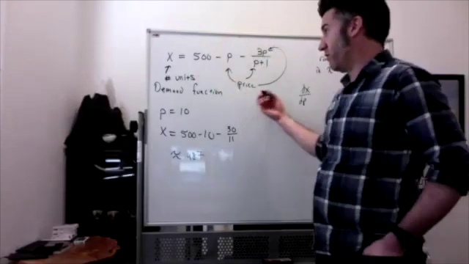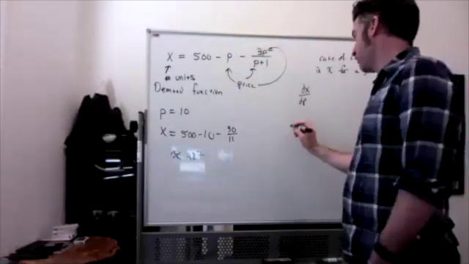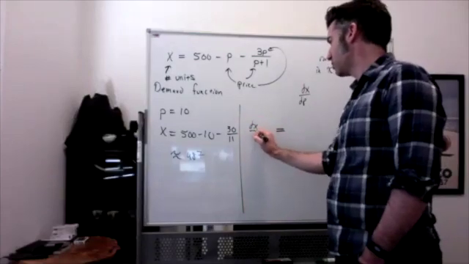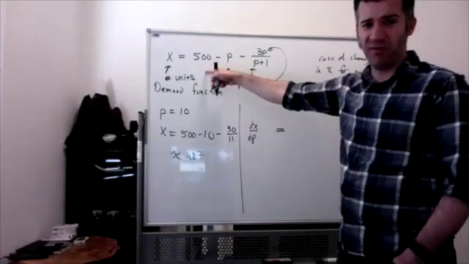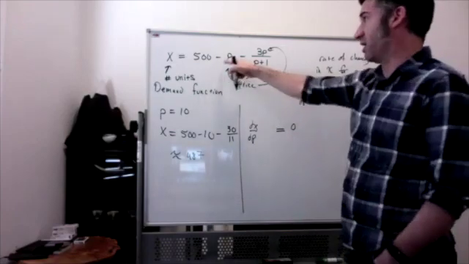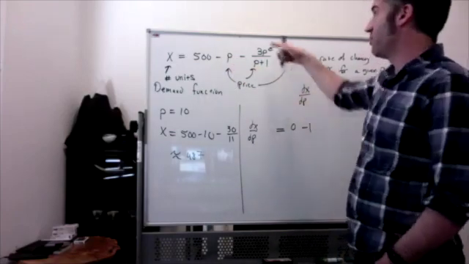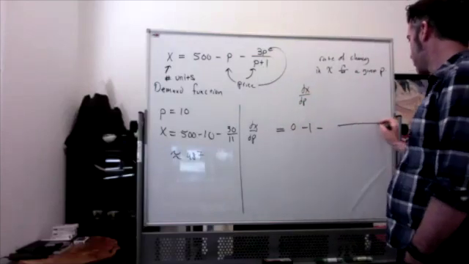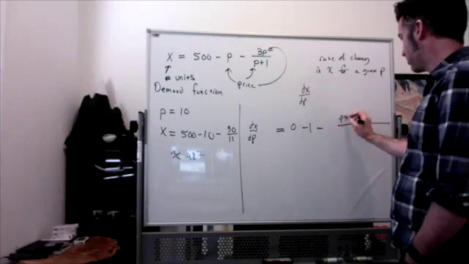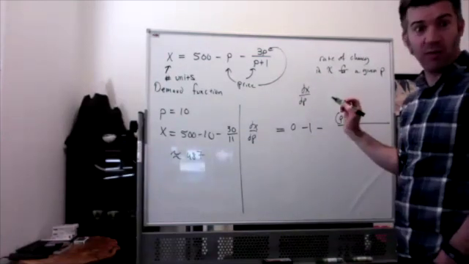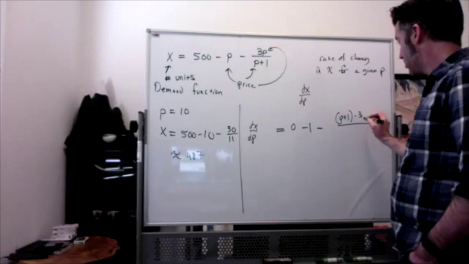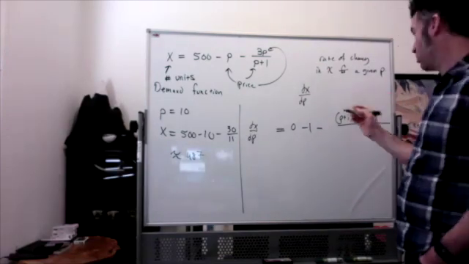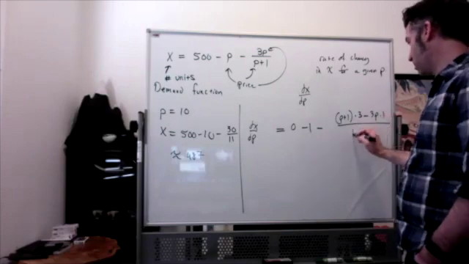So I'm trying to find this derivative here. So take the derivative. dx/dp. Most of this isn't terrible. Derivative of 500 is 0. Derivative of negative p is negative 1. Derivative of this, we're going to have to use the quotient rule. So it's going to be minus the bottom times the derivative of the top, which is 3, minus the top, 3p, times the derivative of the bottom, which is 1, all over the denominator squared.